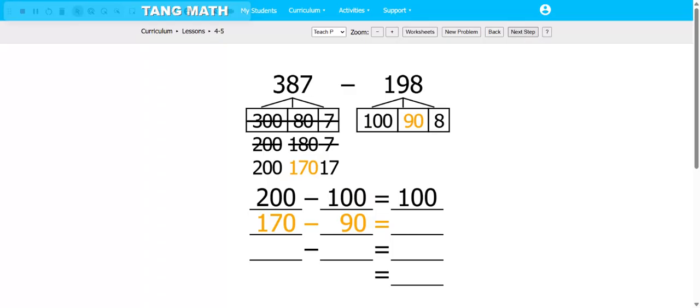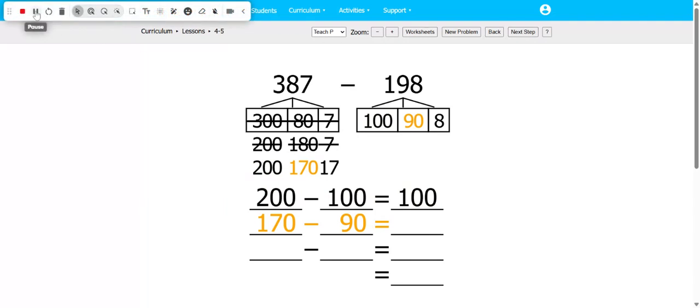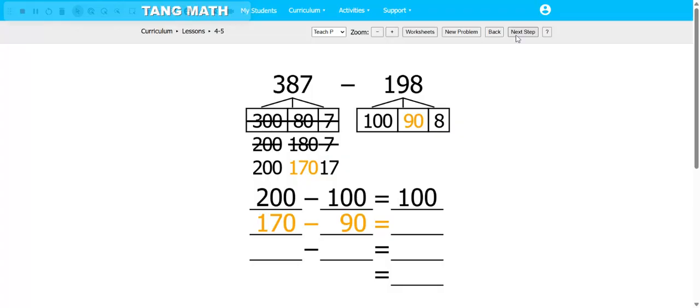Now I'm going to subtract my tens. 170 minus 90. What would that answer be? Remember, if that's a little hard for you, think 100 minus 90 and then add the 70 back. Pause the video if you need more time. I'm going to show the answer now.